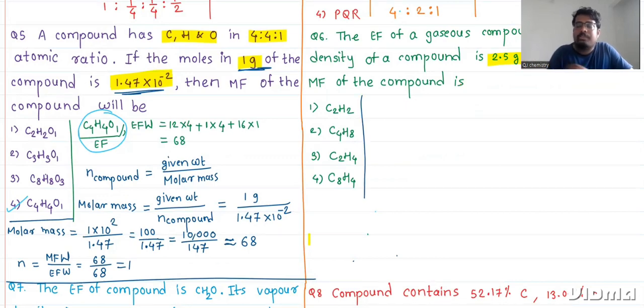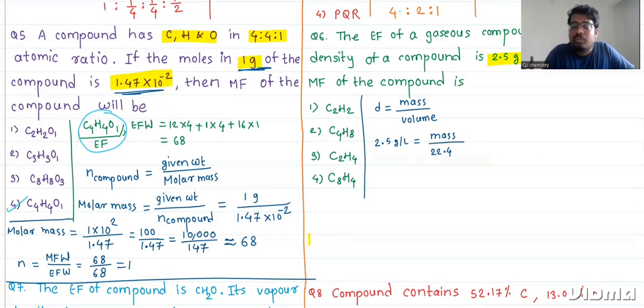The density is given to us. So what is the requirement? The requirement is that the molecular formula weight is required. So now how to calculate the molecular formula weight, right? See, density is given, so let us use the formula of density. We know density is equal to mass by volume. Now the density given is 2.5 gram per liter at NTP. We know at NTP the volume is equal to 22.4 liter per mole.